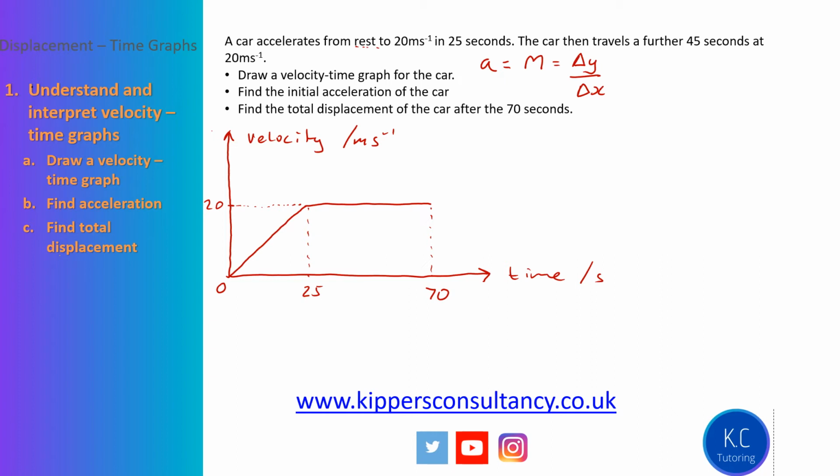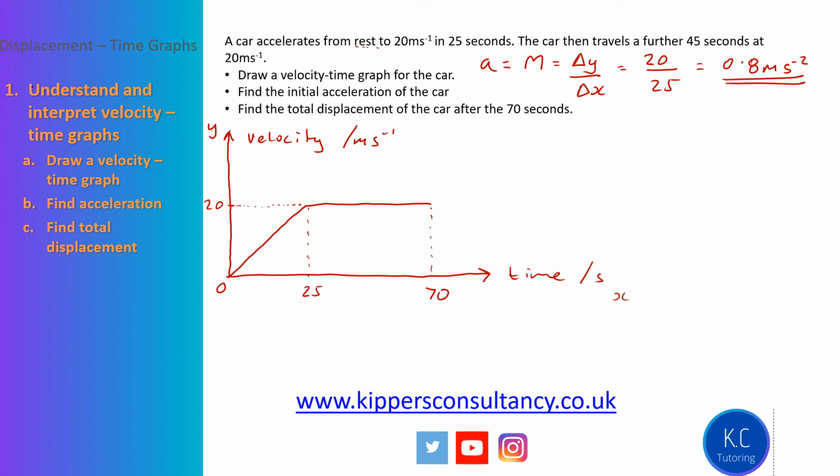So the change in y, or the change in the vertical axis, divided by the change in x, the change in the horizontal axis. So I'm just going to put a y on my vertical axis and an x on my horizontal so you can see what I mean. So in the first 25 seconds, the change in the car's velocity is 20 meters per second, and it does that in 25 seconds. So the acceleration of the car is 0.8 meters per second squared.